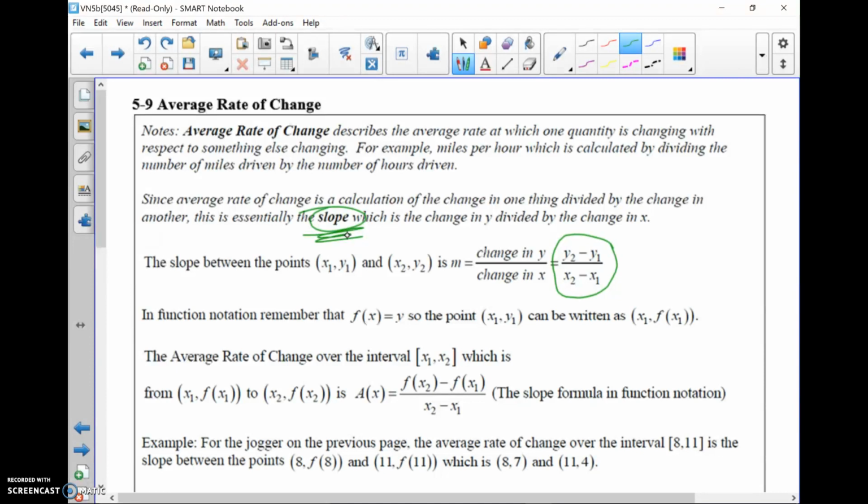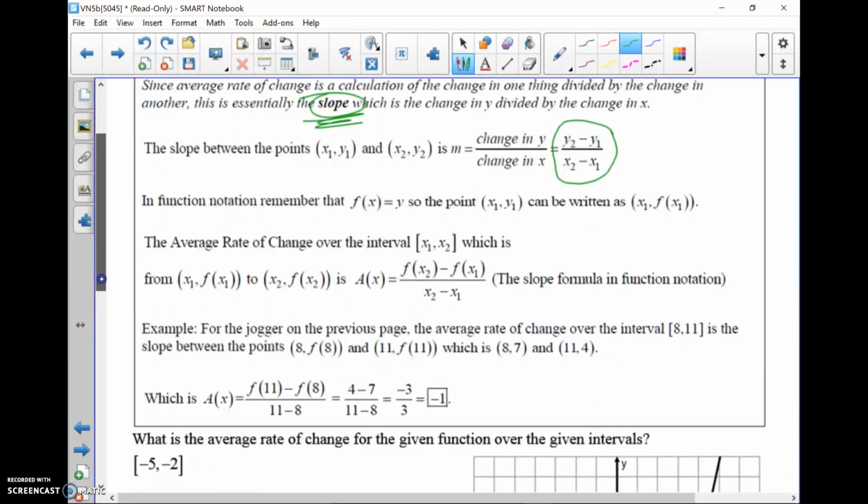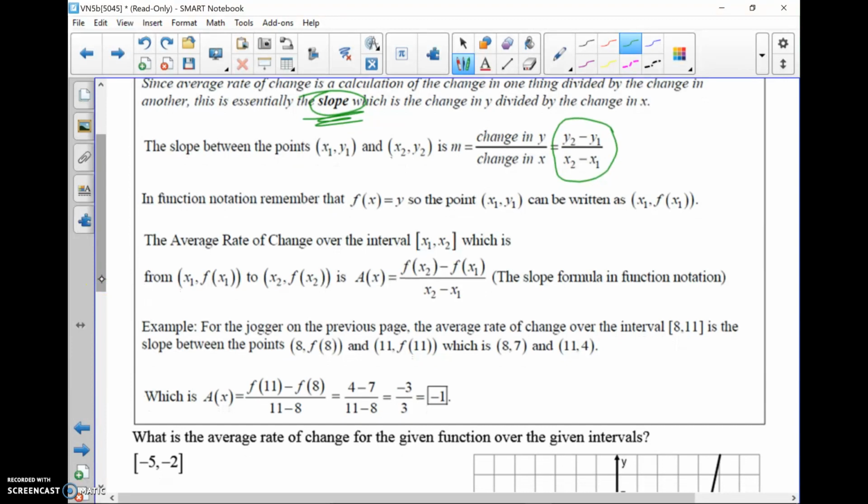But what they do here is they often put it in a function concept. In function notation, here's what your slope formula looks like. It looks pretty different, but you have to remember that f of x equals y. So instead of y2, it'd be f of x2. Instead of y1, it's f of x1, because f of x is y. So it's just a different way of writing the slope formula, with function notation. But at its core, it is still the slope formula.